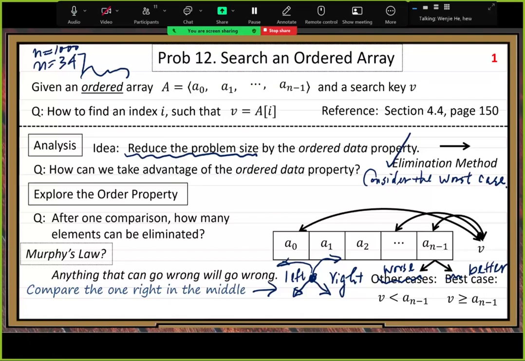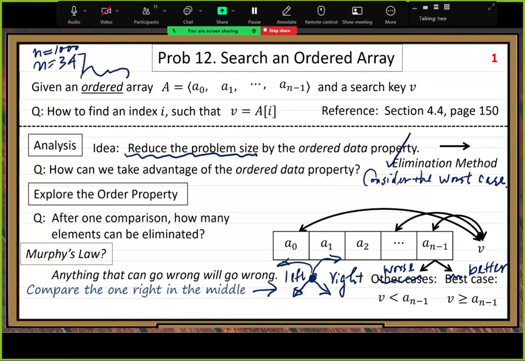Murphy's law tells you to focus on the worst one, right? So the smaller branch would be eliminated, not the larger branch. But this way, with the midpoint, the two branches are the same. No smaller branch, no larger branch. So either one, if you do the elimination, you get the same result, the same performance.